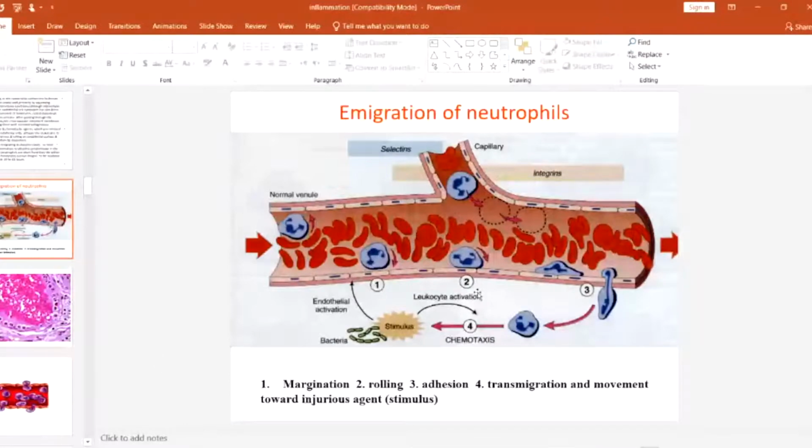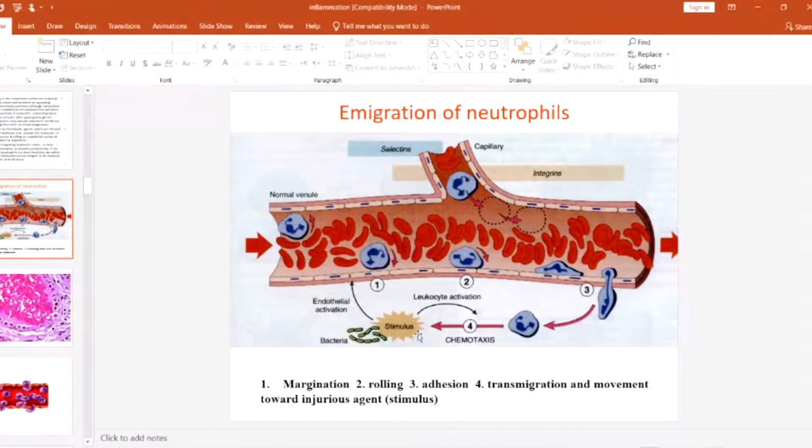Now the white BC will be outside the blood vessel. Now, as I said, chemotactic. Now how will the white BC move to the site of stimulus? Here we call it chemotactic. So chemotactic is the directional movement of the white BC to the site of stimulus.